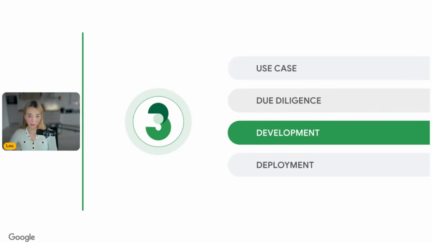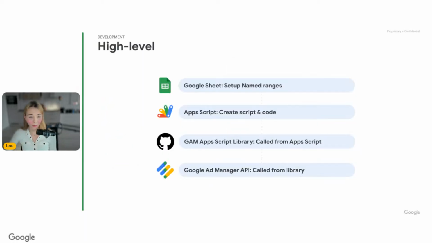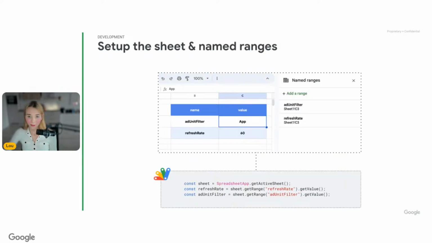So for the development, stick with me here for the high-level overview. We want to build this in Google Sheets. You can build this in Slides, which is probably not a good contender. Forms, maybe. Google Docs. Let's just build it in Sheets. And then we will attach an Apps Script to this sheet. We'll be using the library, which will call the Google Ad Manager API internally. Great. First thing we need to do is, like I said, we have two dynamic values, which is the ad unit filter and the refresh rate.